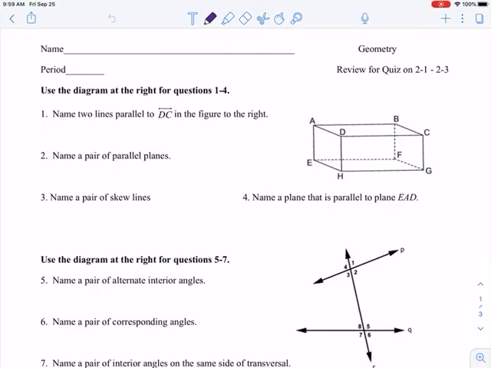Okay, so today your assignment is going to be to complete the review sheet for the quiz for sections 1 through 3. So I'll just talk you through again a couple things and then send you off on your way to do it on your own.